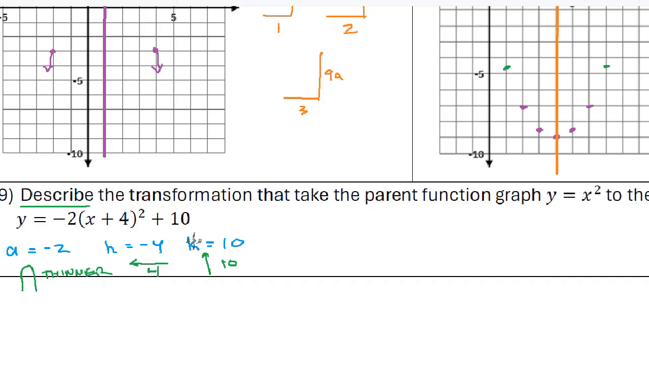The k value is 10, so the vertex moves up 10. The a value is negative, so the parabola opens down. And since the a value is -2, that means we are pulling the graph down. We're stretching it down and making it thinner.